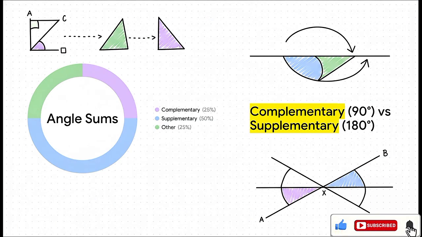Now, the real magic happens when we start pairing angles together. It's like a puzzle. When two angles perfectly sum to exactly 90 degrees, we call them complementary angles. But if they sum to exactly 180 degrees, creating a flat, straight line, we call them supplementary angles. Definitely memorize those two terms because they're the key to unlocking the whole shebang later on.